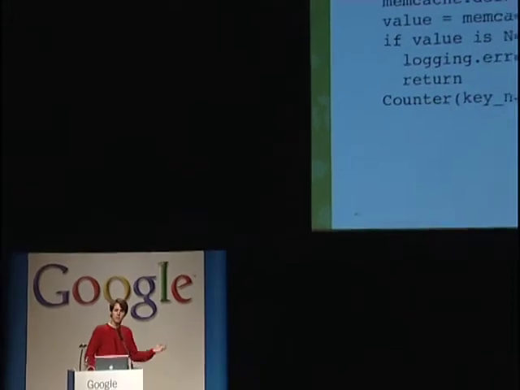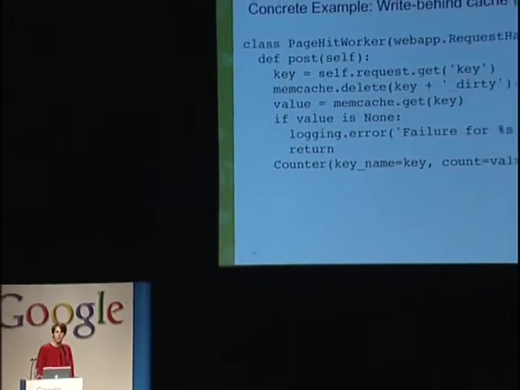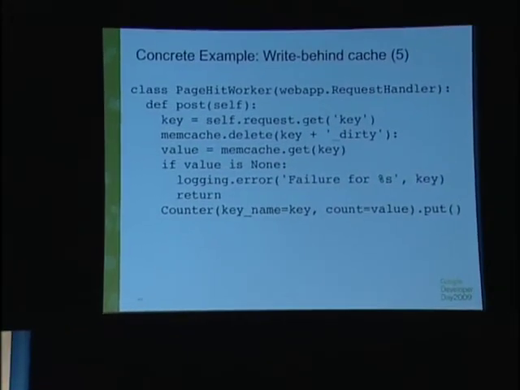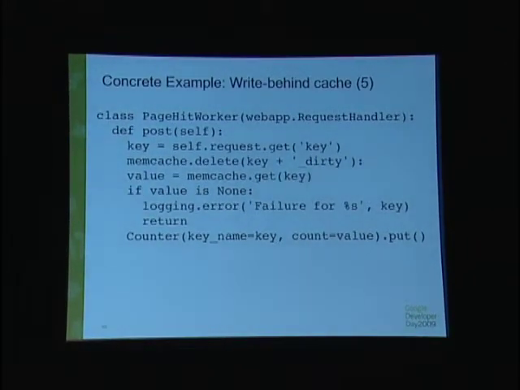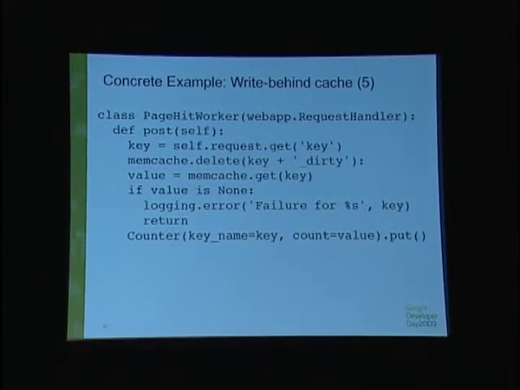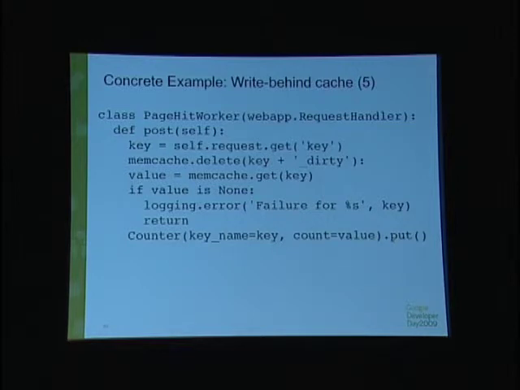So then on the worker side, we'll get this post from the task queue. We pull out the key. Then we delete the dirty bit, because we assume that it's in there for memcache. We delete it. Then we get the value from memcache, and if the value is not there, we'll log an error, and if it is there, we'll create the counter and then put it into the data store, overwriting whatever was there. We don't really care. We don't have to do a get. We just blindly put over the old one.